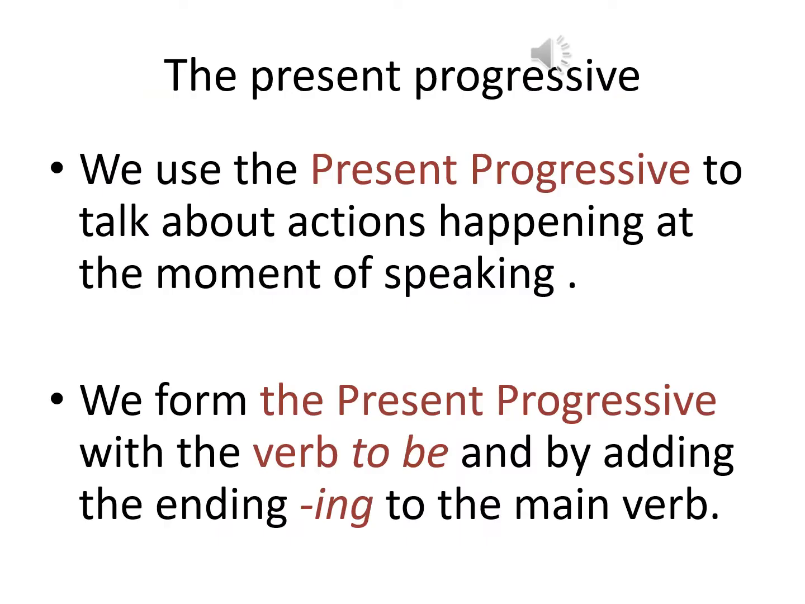We use the present progressive to talk about actions happening at the moment of speaking. For example, you can say, I am eating now. They are sleeping now. We are playing at the moment. He is watching TV now. So when we want to talk about an action that is happening at the moment, we use the present progressive. We form the present progressive with the verb to be and by adding the ending ing to the main verb.